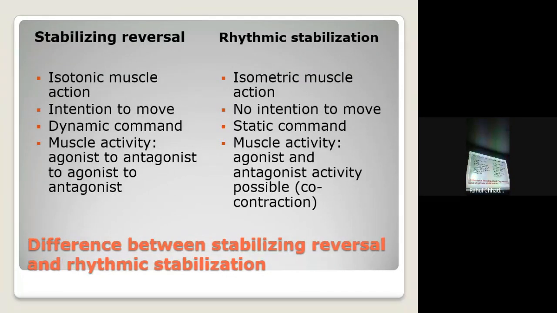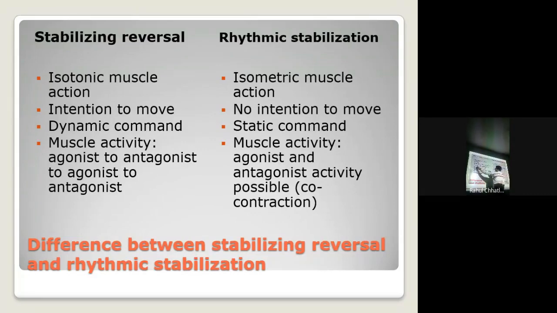So there is some minor difference between the last two techniques that we talked about: stabilization reversal and rhythmic stabilization. First, stabilization reversal. In that we said limited range of motion. If there is some motion, it is always isotonic type of contraction. Whereas in rhythmic stabilization, clearly we said it will be isometric contraction. In one there is intention to move 5 to 10 degrees. Here, no intention to move. That is why it is isometric contraction.